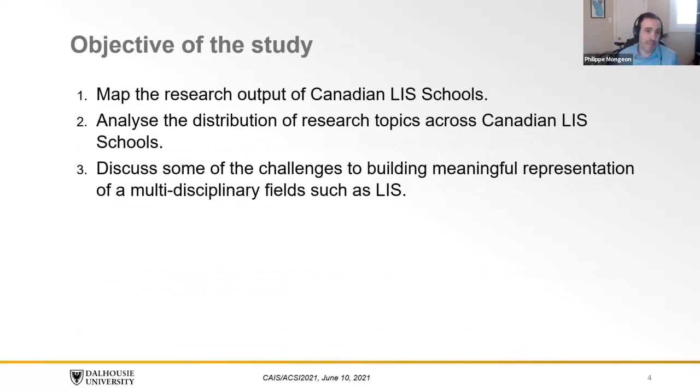Okay, so our actual objective is to map the research output of Canadian LIS schools. And the schools here is very important, because usually what we do is we find papers or we find journals and we map that. What I'm trying to do, and this goes back to me being president of CAIS and trying to serve a specific community, is to map what we do in our Canadian LIS departments. So that's one specificity of this research. And then to understand what topics the schools cover, right? So what's the distribution of topics across schools, and discuss the challenges. I've already been doing that along my presentation, but the challenges of building these meaningful maps of a field that is multidisciplinary and complex like LIS.